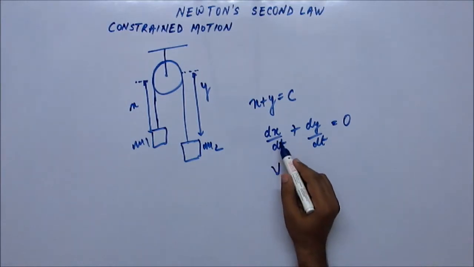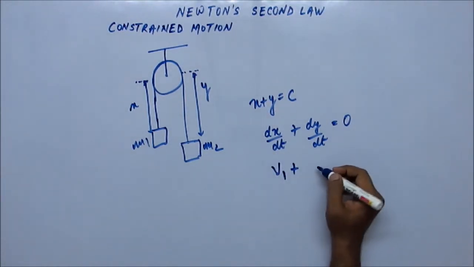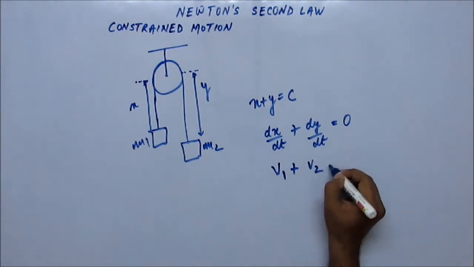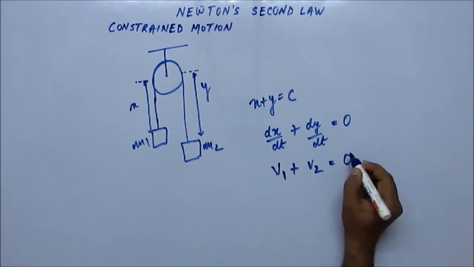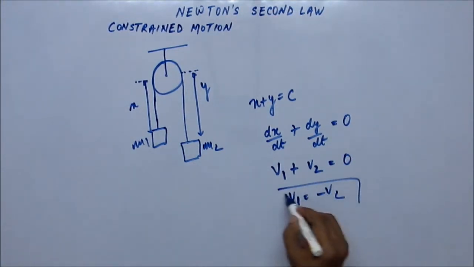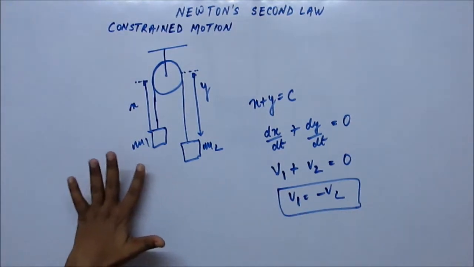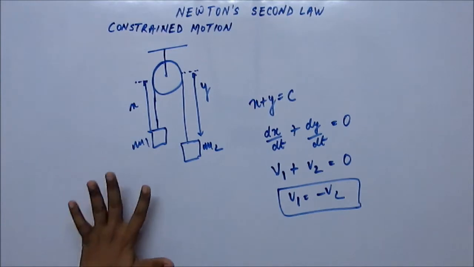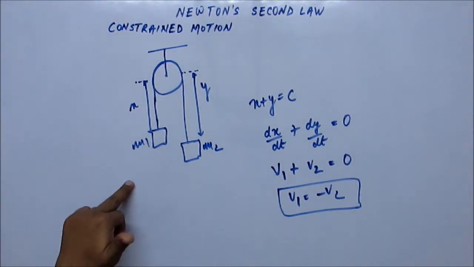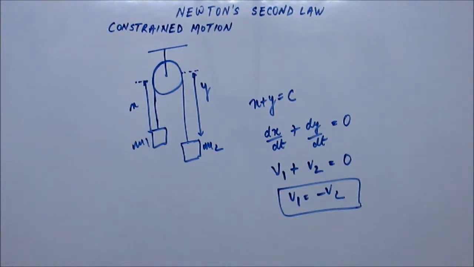So we can write this dx by dt as v1 plus dy by dt, which similarly will be the velocity of mass M2, so we can write this as v2. This will be equal to 0. So v1 is equal to minus v2. That means the velocity of M1 magnitude-wise will be the same as the velocity of M2, but it will be in the opposite direction, and that's very natural. If M1 is going up, the M2 would come down and vice versa.